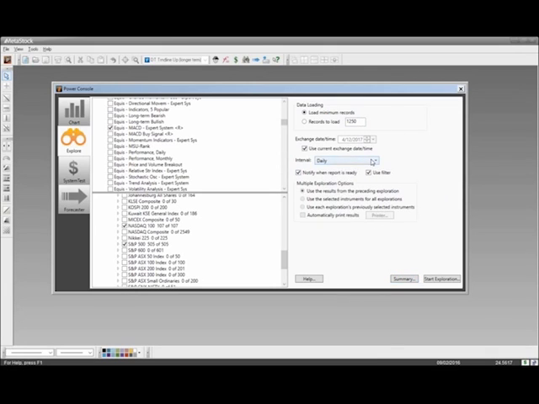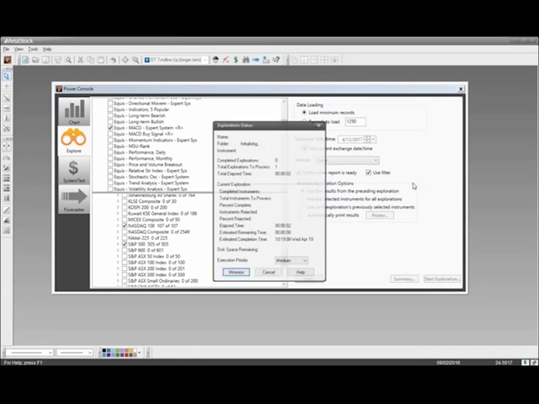I'm going to do this on a daily bar, since that's typically what we're looking for. Metastock does cover tick data, 1 minute bars, 5 minute bars, all the way up to quarterly and yearly, as well as custom time frames. But just for the demonstration's sake, I'm going to stick with a daily interval. When I start this exploration, it's going to pop up this window, and it's going to take about 1 minute to run.